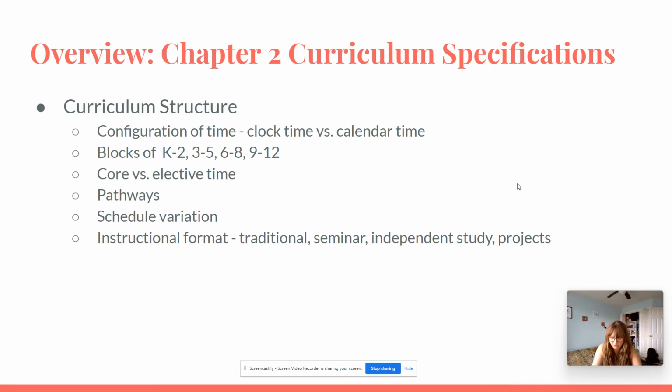Schedule variation. So semester versus year-long classes. Is it going to be a block or a 45-minute period? Things like that. And then instructional format. Is it going to be a traditional lecture kind of class, or is it going to be a seminar more based on text, independent study, or projects? What kind of format is going to work best depending on what age group and what the goal of your curriculum is.